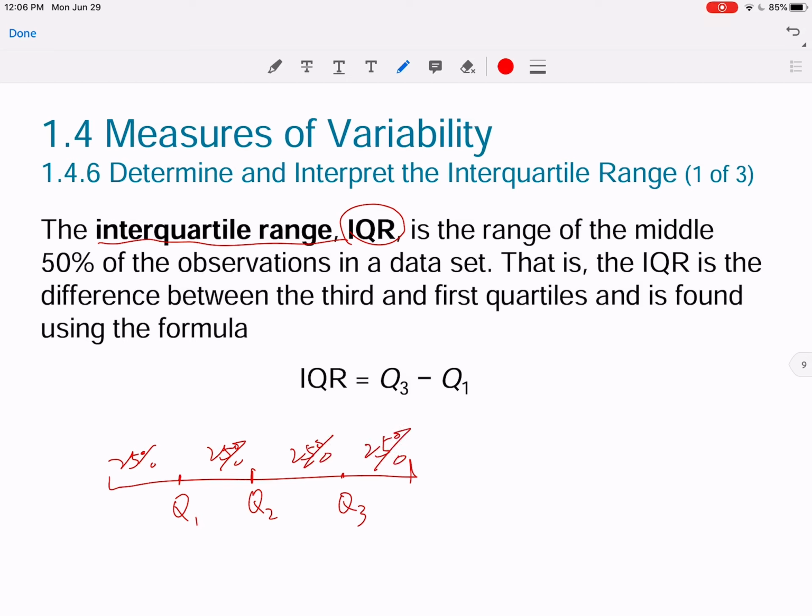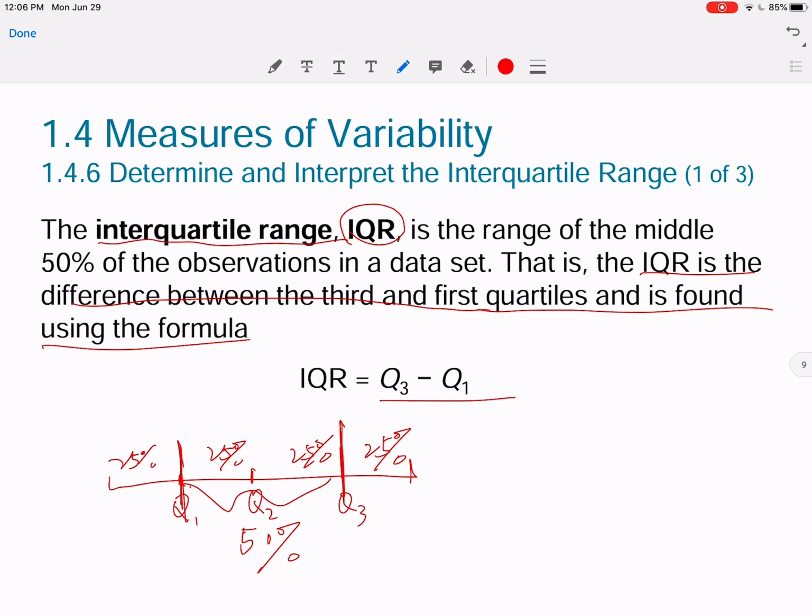So based on the definition, the interquartile range is a range of the middle 50%. The middle 50% is from Q1 to Q3, right? This part gives us the middle 50%, which means if we want to find this range, we just need to use Q3 minus Q1 to find the IQR. So the IQR is the difference between the third and first quartiles, and is found using the formula IQR is equal to Q3 minus Q1.